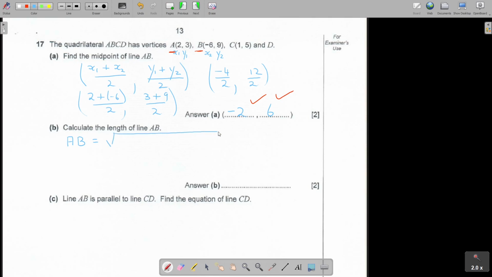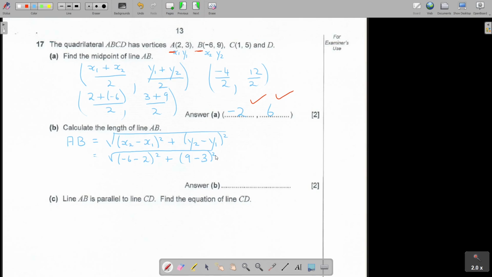okay, I'm just going to first write the formula. So, the difference in x squared plus the difference in y squared. And that's going to be, now the difference in x, so what is x2? It's -6. What is x1? It's 2. Okay, and square. What's y2? It's 9. What is y1? It's 3. And don't forget to square.